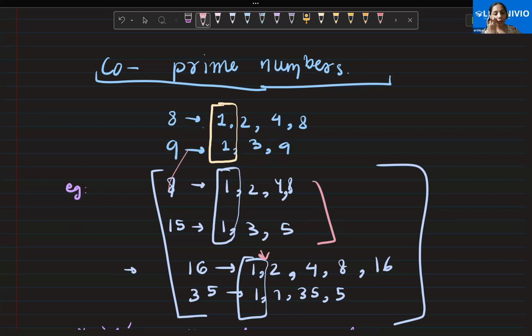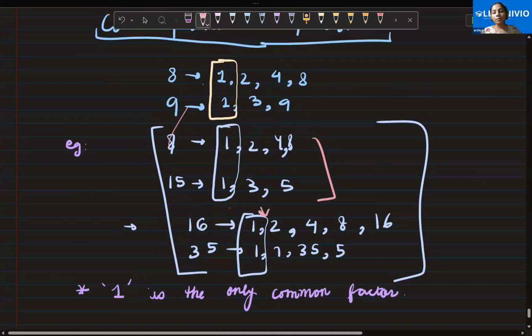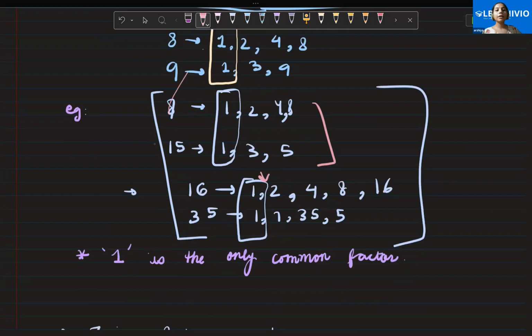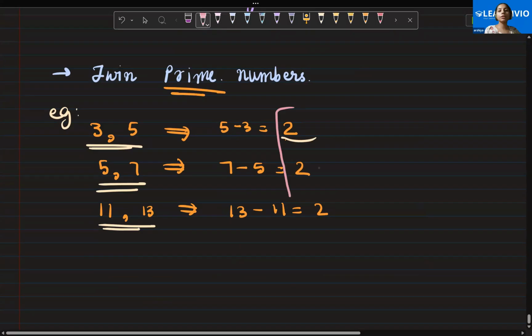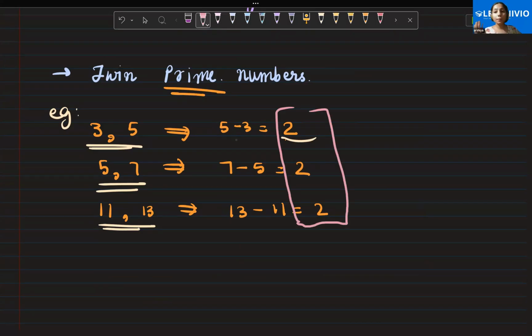So those are co-primes. What about twin primes? Twin primes were if we subtract the two numbers and we get 2 as the remainder. So they are twin prime numbers, those two numbers that we subtracted. Yes. So if the difference of these two numbers is 2, then they will be these two prime numbers.